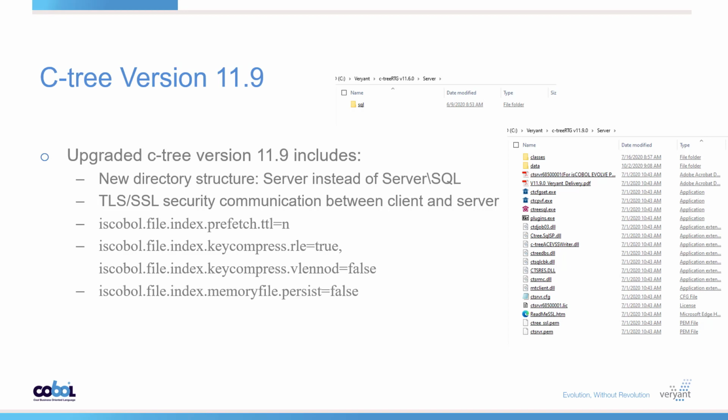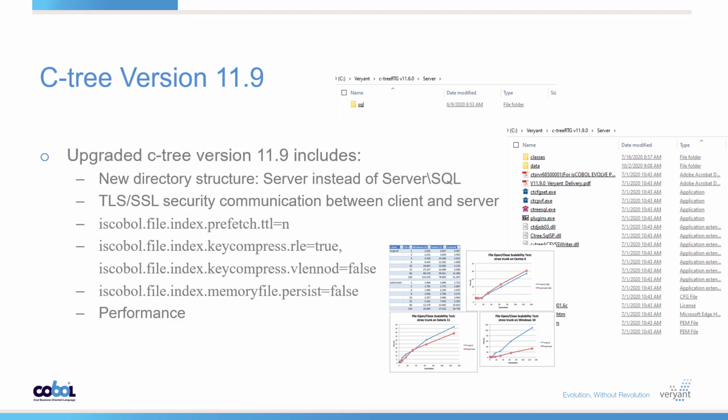The memory file is used for multiple sessions, but if one session crashes, the memory file might not get deleted, and you'd have an orphan memory file that wasn't deleted when you shut down c-tree. By setting memory file persist, you can have the memory file deleted when the application disconnects from c-tree. Performance for bulk addition has been improved, affecting concurrent file open and close operations, especially when scaling to systems with a large number of CPU cores and concurrent database connections.